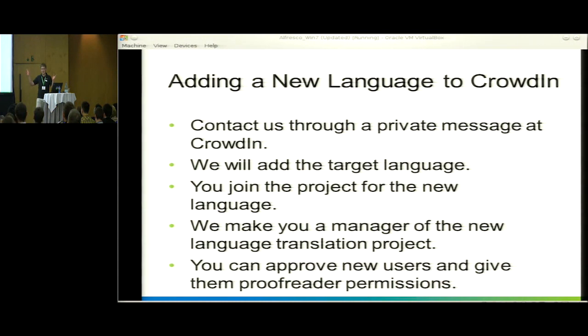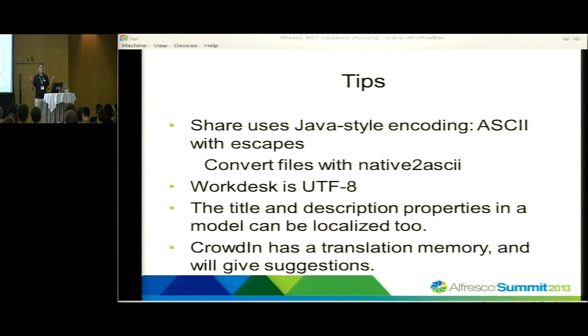Oh, sorry, let's add a new language to CrowdIn. So you want a new language? First thing is go into CrowdIn, register as a user, and send a message to the Alfresco project administrators. Oksana gets that, and Oksana helps out by setting that language up. It's a two-step process. We first set up the language, and then you have to ask us again to get added. And then we'll add you to the language, make you a manager, and then you can approve other people to join. You can give some people proofreader permissions and other people translator permissions, vote on strings, do the whole process.